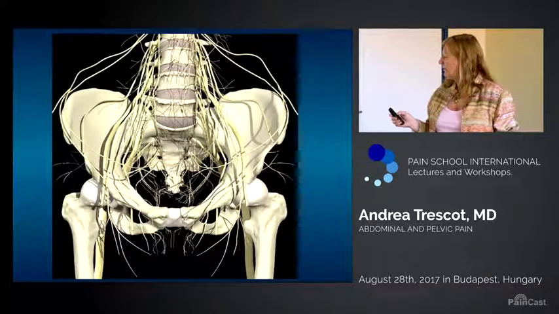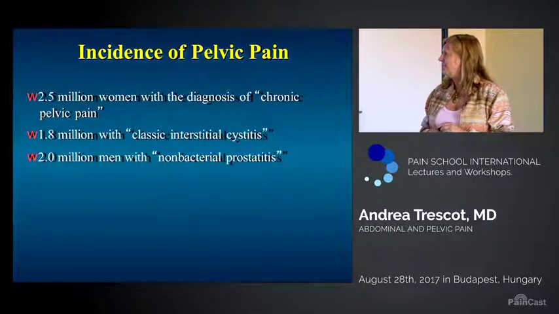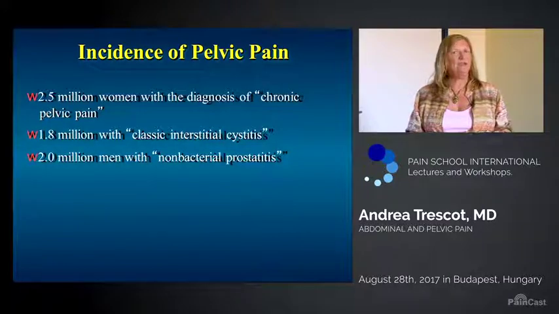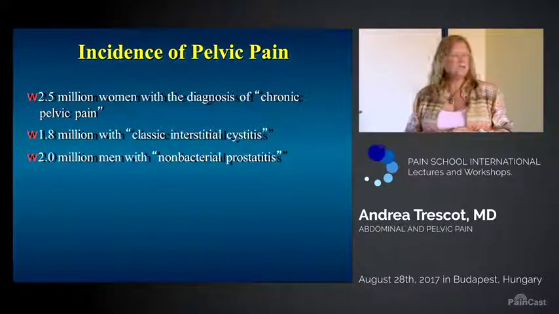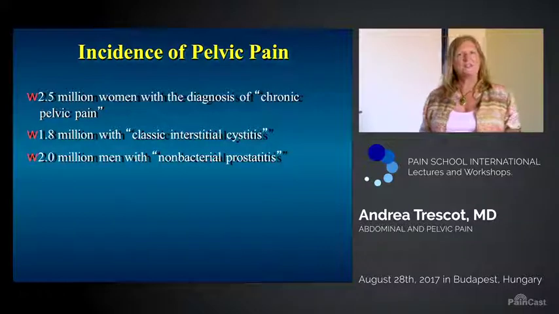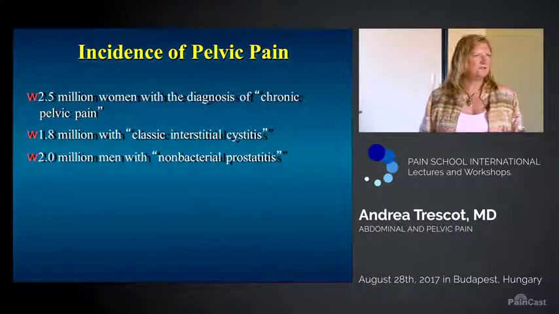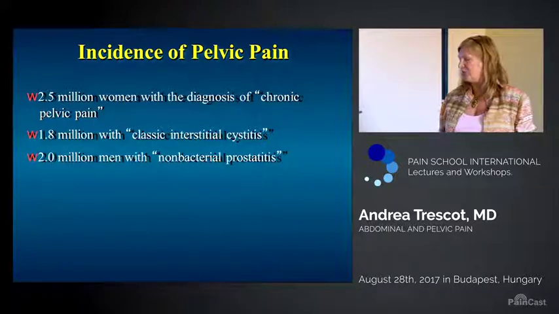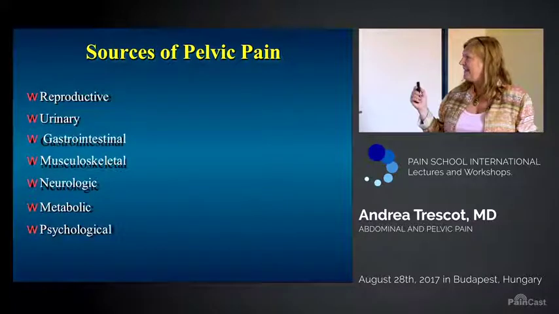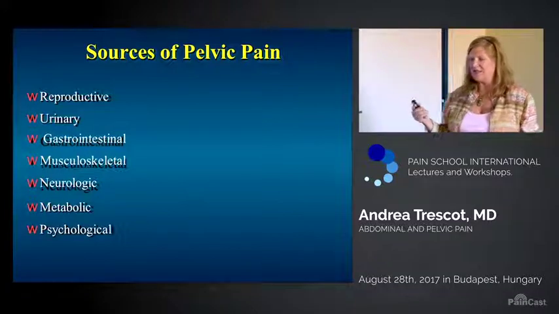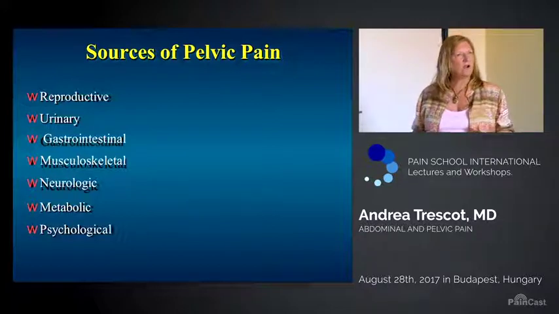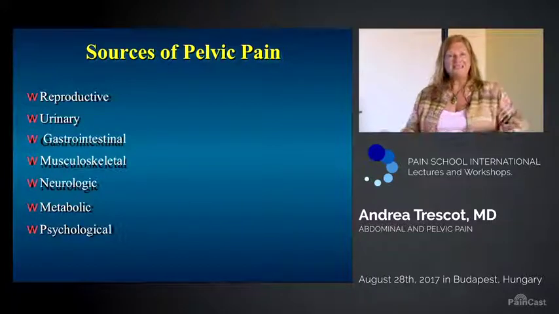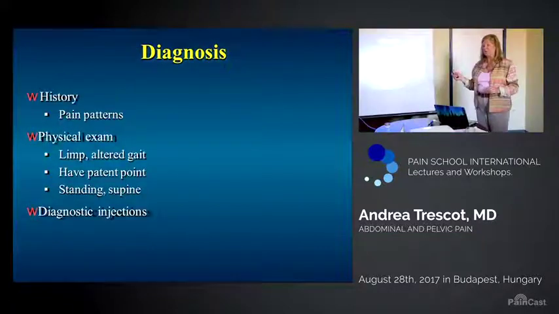For the pelvic and urogenital pain, there are a tremendous number of structures in this area. About 2.5 million women with a diagnosis of chronic pelvic pain. So there are a lot of women out there, and another 1.8 million with interstitial cystitis and 2 million men with chronic prostatitis. So these are very garbage sorts of diagnoses, and these are the patients that you can potentially help a great deal. The sources of pelvic pain can be reproductive, urinary, GI, musculoskeletal, neurologic, metabolic, psychological. So there are lots of things that are causing pain in these patients. And if you can tease some of that out, you can potentially offer them a good deal of relief.